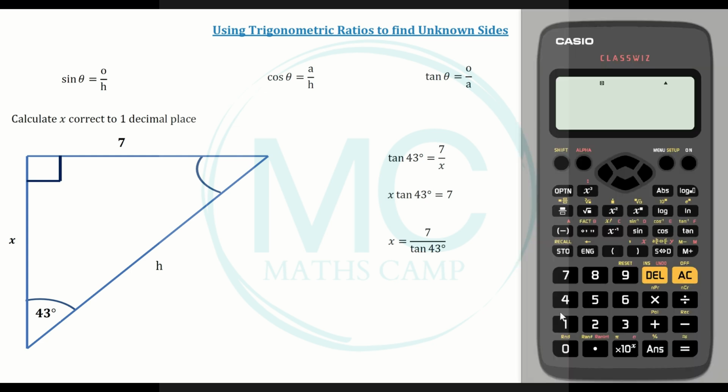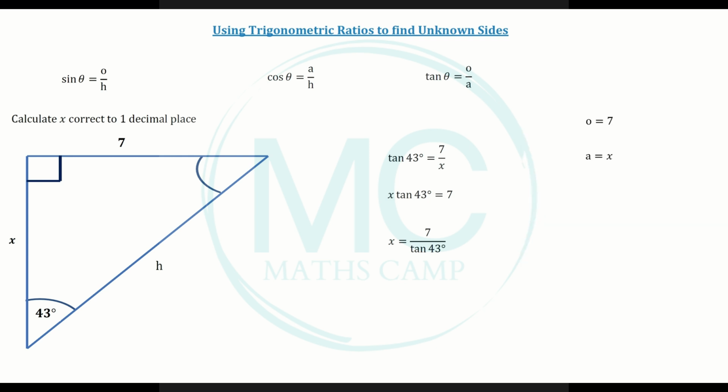Now we can take our calculator and we say 7 divided by tan 43 degrees, close our bracket, is equal to 7.506, round off to one decimal place, and we see that x is equal to 7.5.